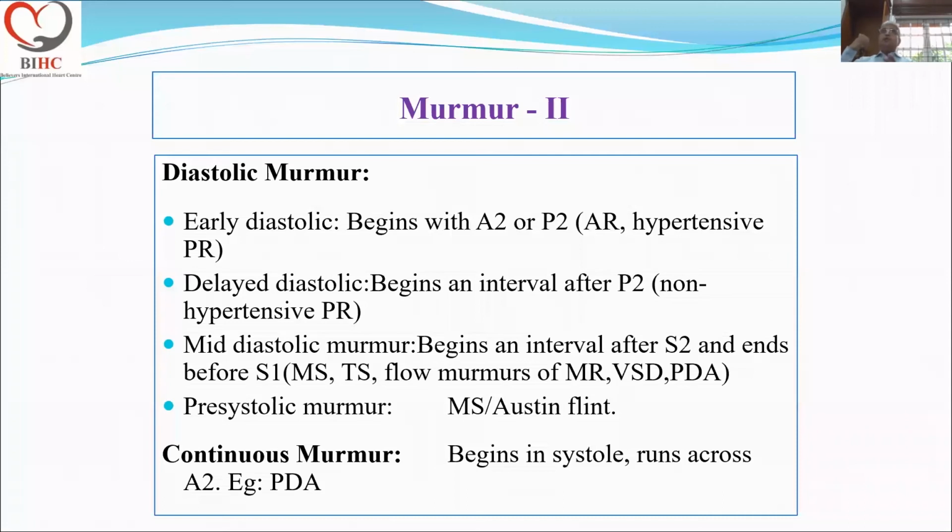A mid-diastolic murmur begins an interval after S2 and ends before S1. Mitral stenosis is a mid-diastolic murmur. The flow murmur of MR or VSD is a mid-diastolic murmur. A presystolic murmur at the very end of diastole occurs in mitral stenosis. It can also occur in severe aortic regurgitation, when you call it the Austin Flint murmur. A continuous murmur begins in systole and runs across the A2 into diastole, typically in PDA.